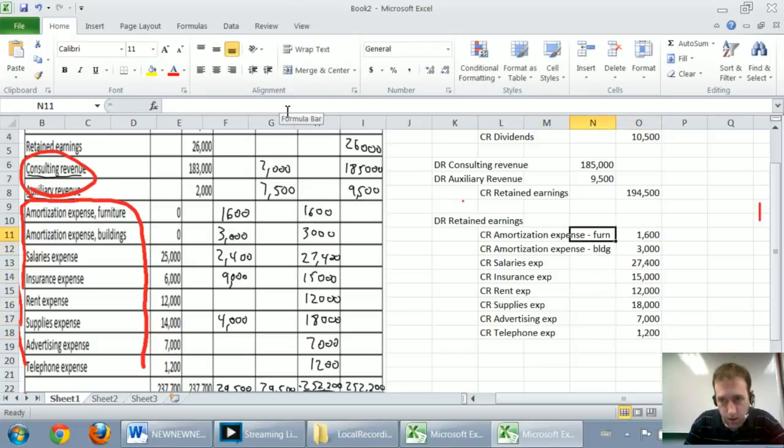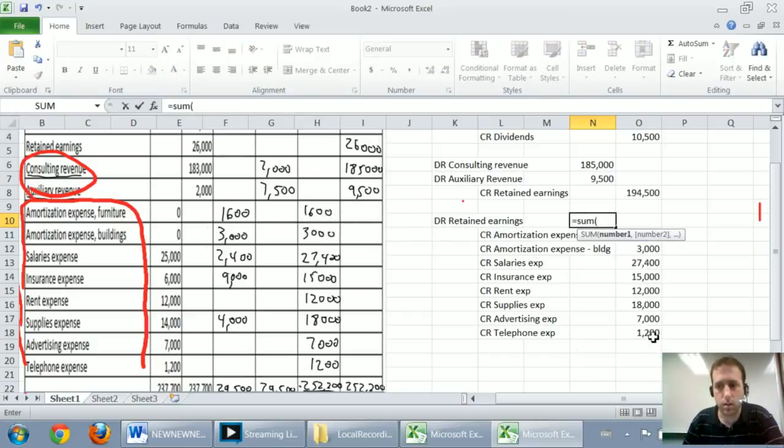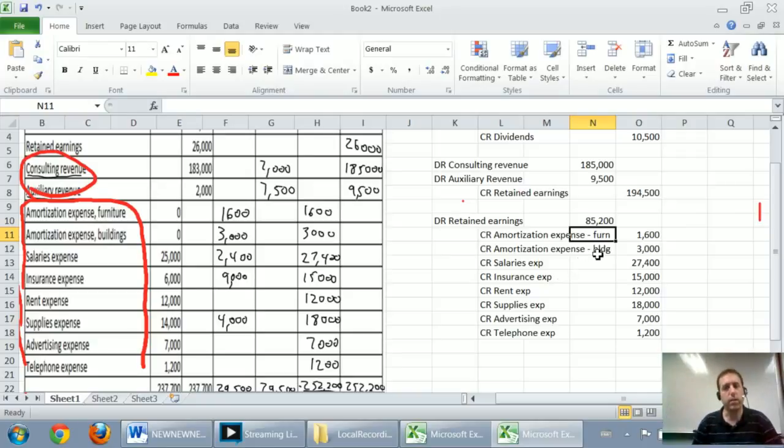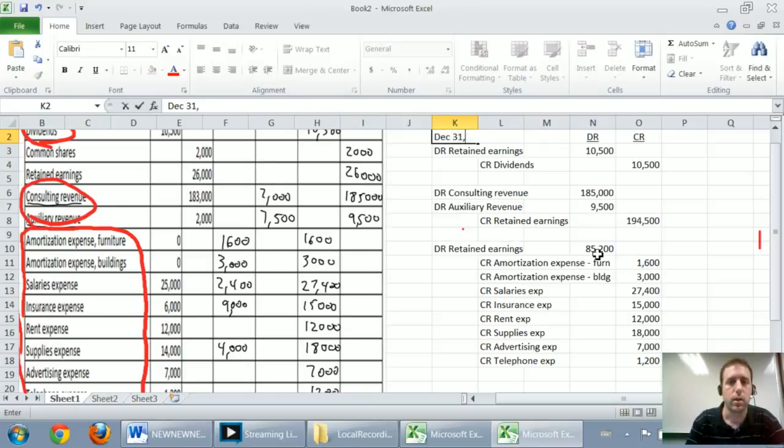My debit to retained earnings is just the amount to make it balance. So I just add up all of my credits and I debit retained earnings for 85,200, and that would be the total of my expenses. At this point, I've closed all of my temporary accounts to retained earnings. I should date the entries. They're all dated December 31st. They're all fiscal year-end entries.